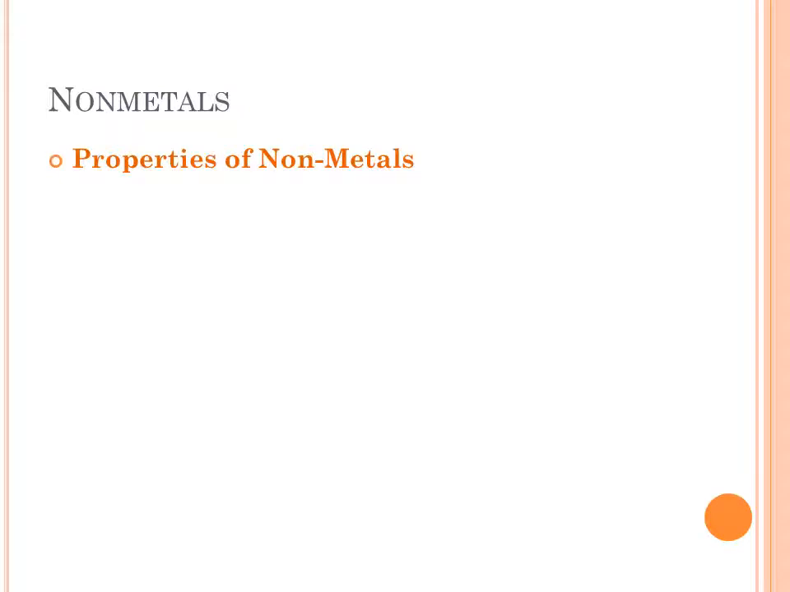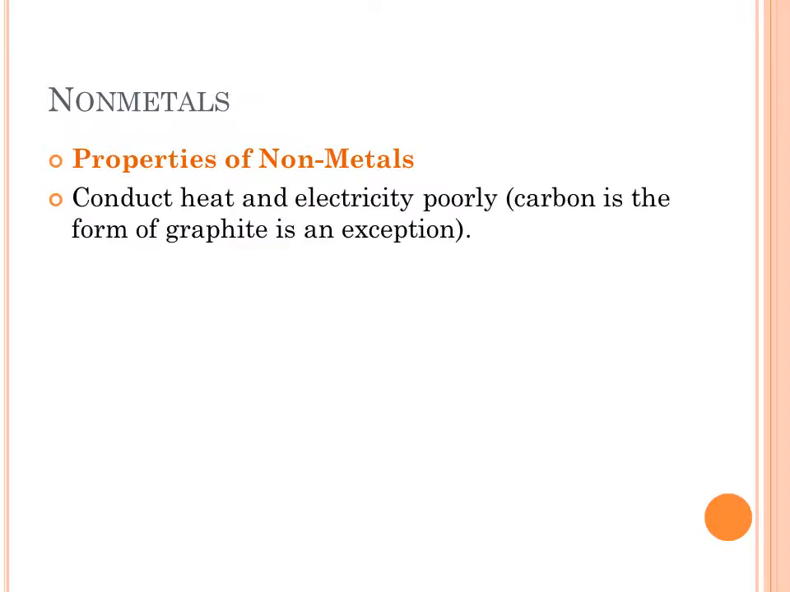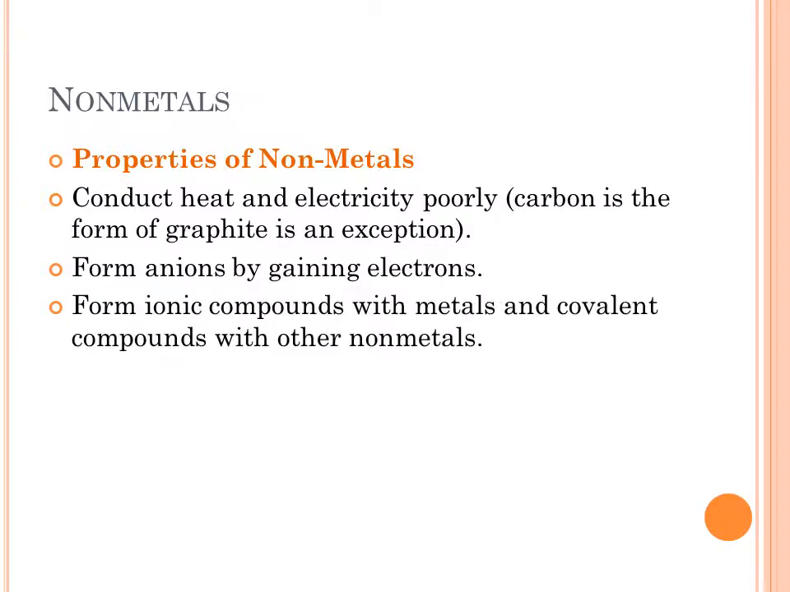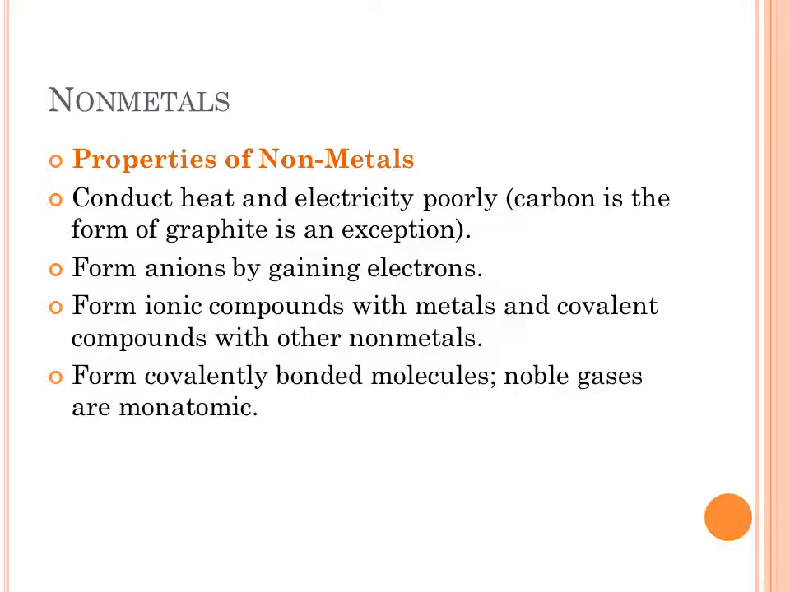Nonmetals are on the right-hand side of the periodic table. So what are their properties? They generally conduct heat and electricity poorly. Carbon in the form of graphite is a notable exception. It tends to conduct heat and electricity fairly well for a nonmetal. They form anions by gaining electrons. They form ionic compounds with metals, but covalent compounds with other nonmetals. They form covalently bonded molecules, but noble gases tend to be monoatomic.